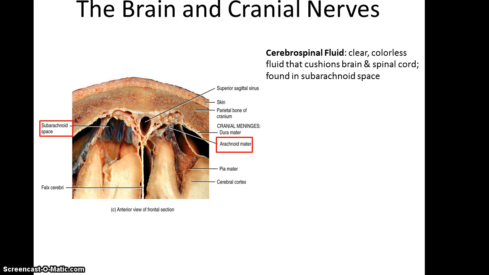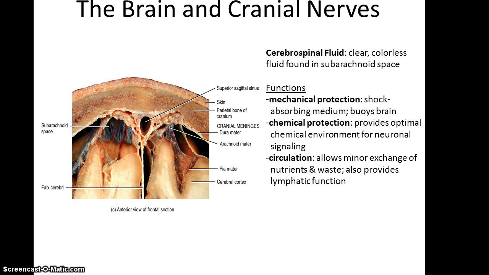Now, running throughout the same area in the subarachnoid space is the cerebral spinal fluid. The cerebral spinal fluid is clear, colorless, and its main functions are to cushion the brain and spinal cord from impacts and from just normal bouncing around as we move from day to day. So, as I said, mechanical protection: it's a shock-absorbing medium, and it also buoys the brain inside the skull. Chemical protection: it provides the optimal chemical environment for neuronal signaling. So it has the right ion concentrations to help those neural impulses move along. And then circulation. The cerebral spinal fluid does circulate around the brain and spinal cord, so it allows a small amount of exchange of nutrients and wastes. And it also provides a lymphatic type function for the brain and spinal cord.